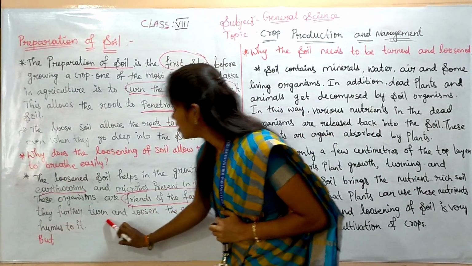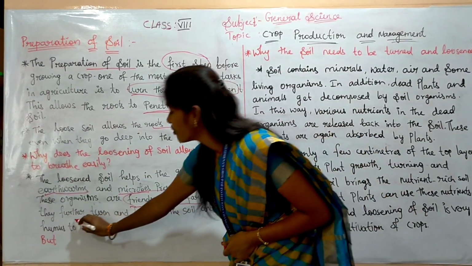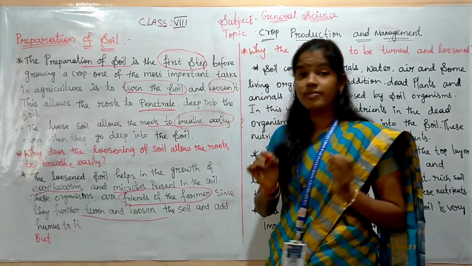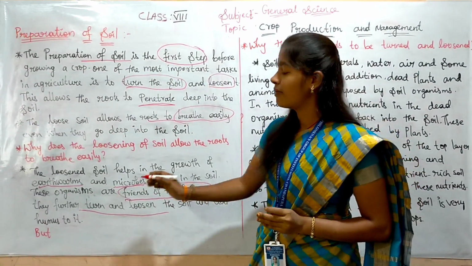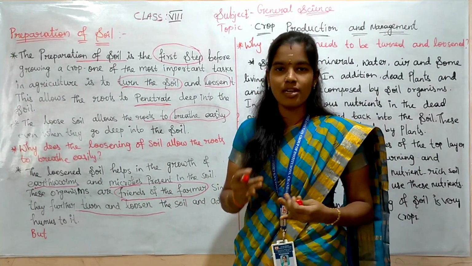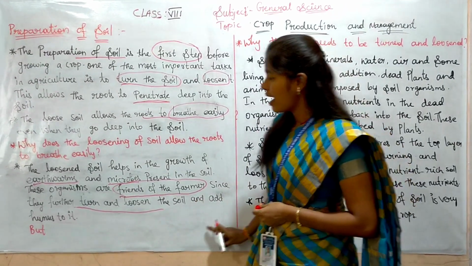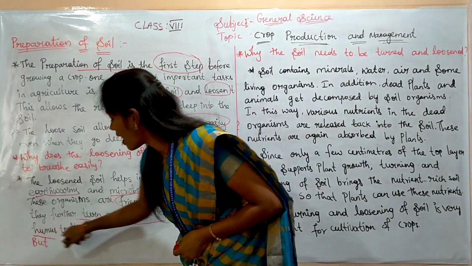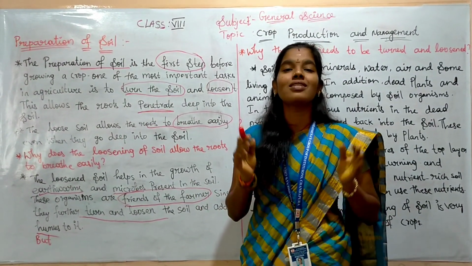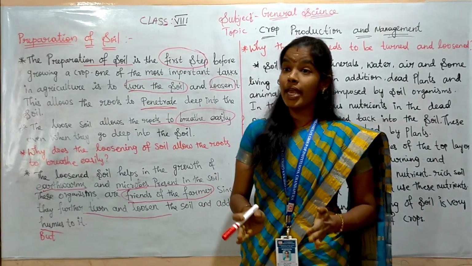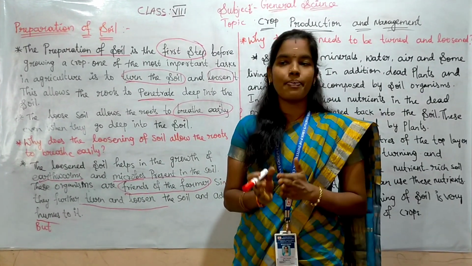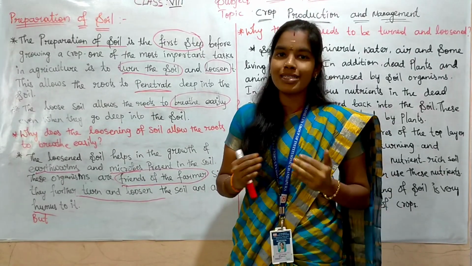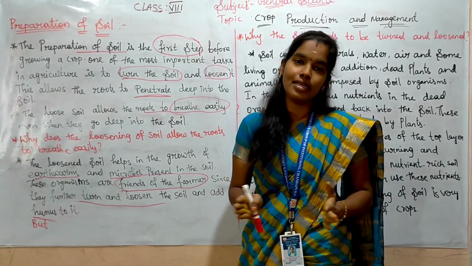Since they further turn and loosen the soil. Further, earthworms and microbes turn and loosen the soil and add humus to it. Humus is an organic substance made from dead leaves and plants. If you put that in the soil, it will help the plants to grow healthily.